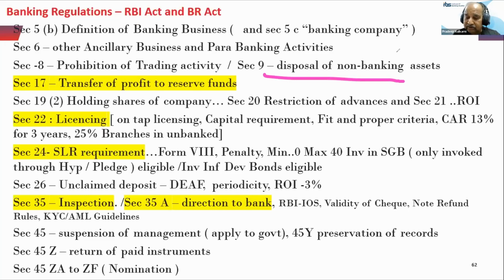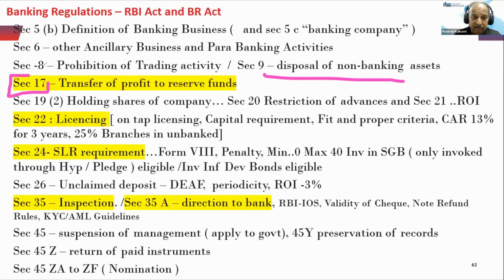If it wants to hold for more than 7 years, then it has to make use of that asset for its own purpose. It cannot hold the property for more than 7 years and thereafter must dispose of it. This is number one. This period can be extended by another 5 years with the prior permission of RBI.